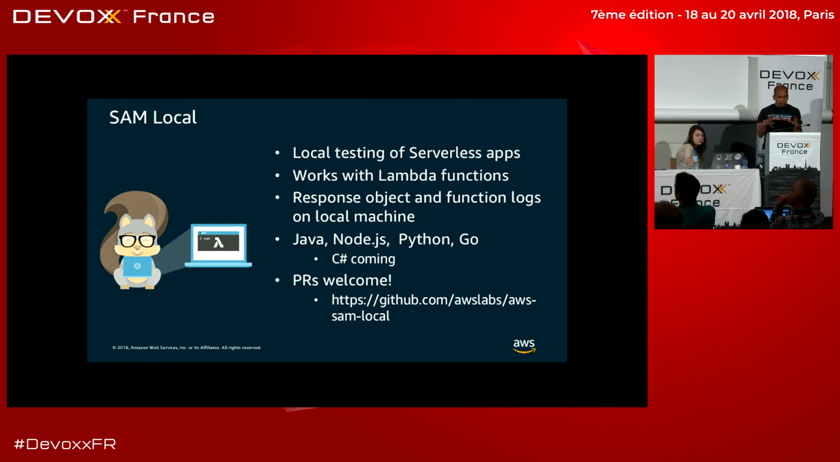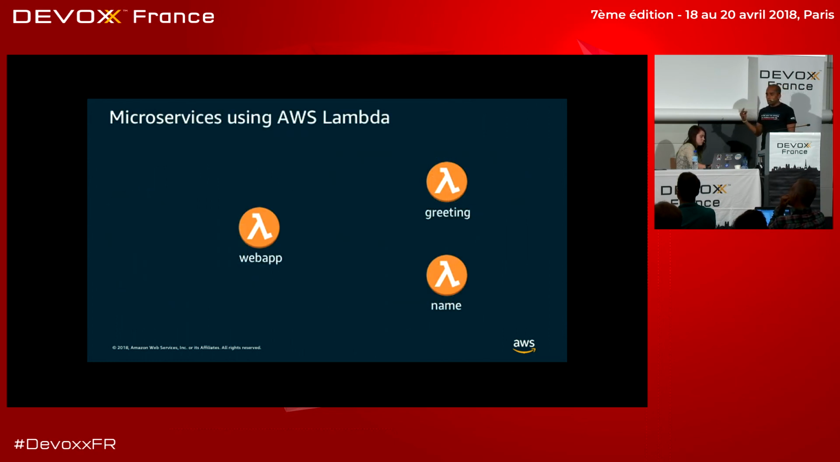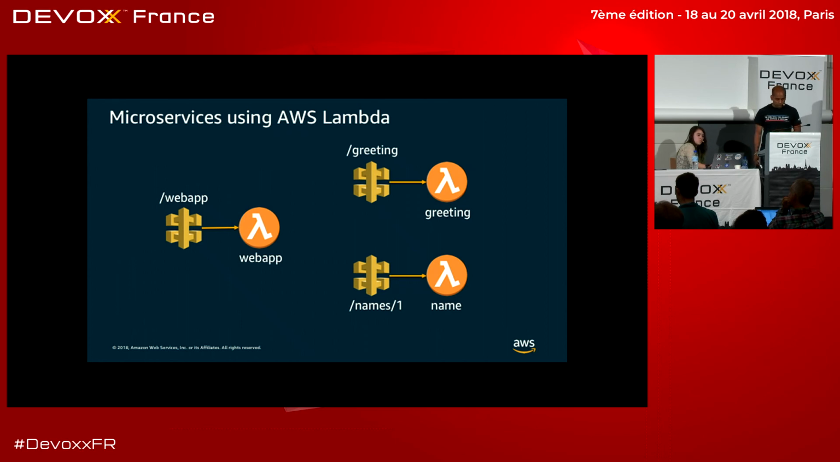So now let's switch gears and talk about how we can create our microservices and deploy them using AWS Lambda. Of course, we create 3 different Lambda functions: web app, greeting, and name. Each microservice is also front-ended by an API Gateway. So in the case of web app, I have /webapp. In the case of greeting, I have /greeting. And then I have /names/1. Once I do that, my web app is talking to those microservices, and behind the scenes my Lambda functions can scale up and down. That's a very typical architecture that we have seen on how customers are deploying microservices using SAM. So you have your Lambda functions front-ended by an API Gateway, and that's it.